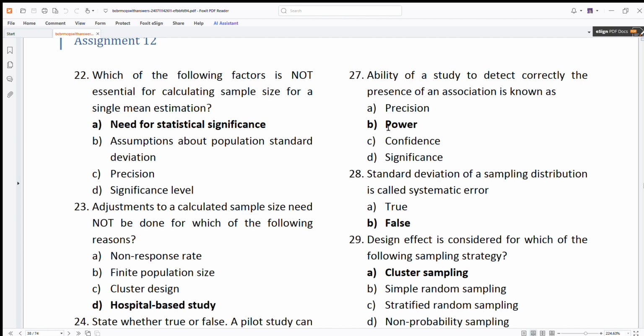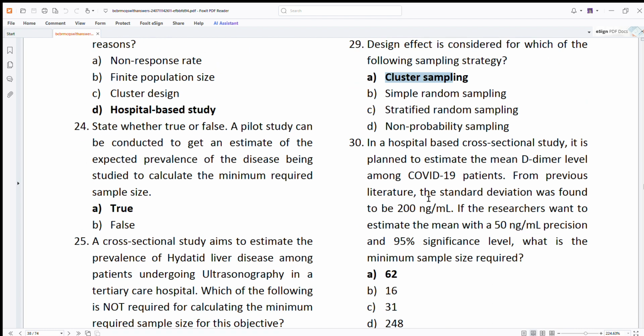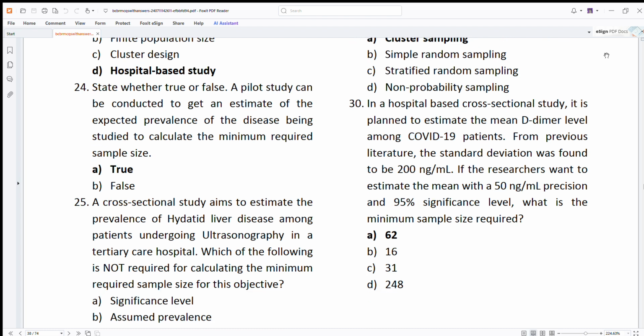Then moving on: the ability of a study to detect correctly the presence of an association is known as power. Standard deviation of a sampling distribution. Yeah, no, that is not. Bias is called systematic error. Yeah. False. Design effect is considered for which of the following sampling strategies? Cluster sampling. Yes, right, correct. The hospital-based cross-sectional study on mean D-dimer levels in COVID-19. Yeah, D-dimer levels are a must. From previous literature, the standard deviation was this much. Mean 50, 95%. What is the minimum sample size? Yeah, 62. Correct. Okay, bye.